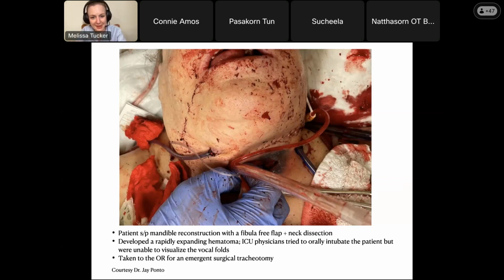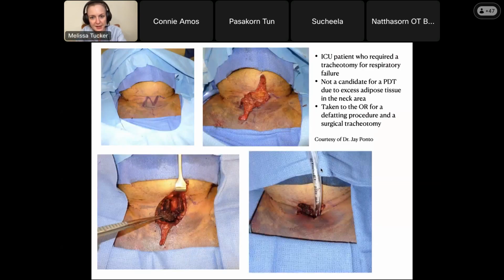Okay. You can't quite see the tracheostomy here. It's kind of under the surgeon's hand. In fact, they might be holding the airway in that picture. I can't quite tell. This is suction here. Okay. So the next one, this is a different type of patient.